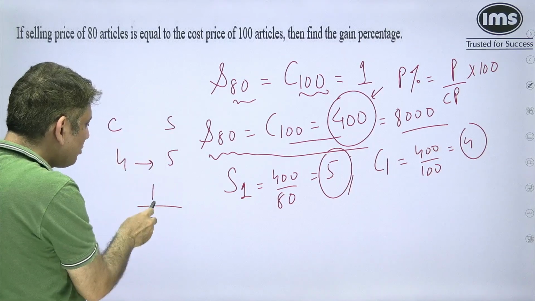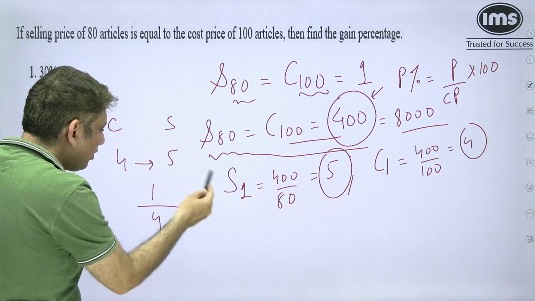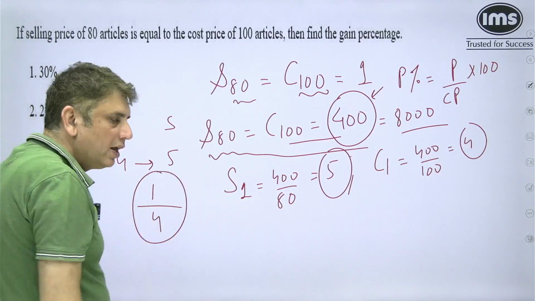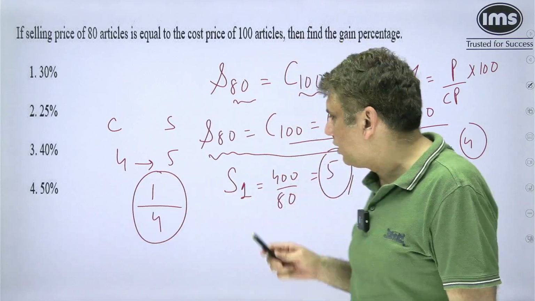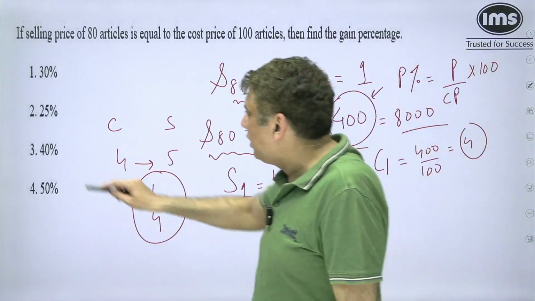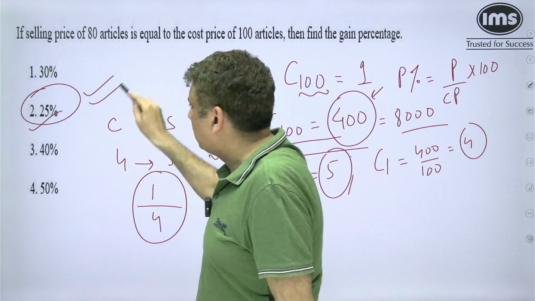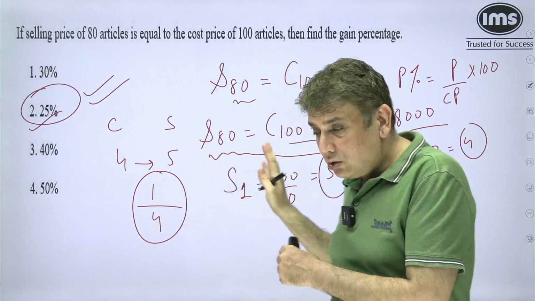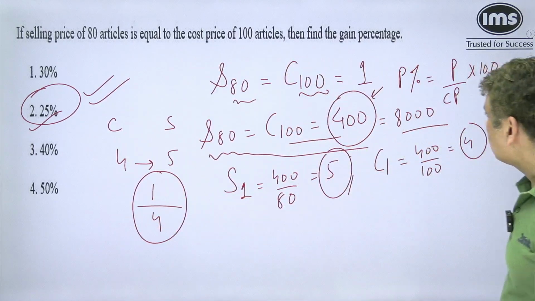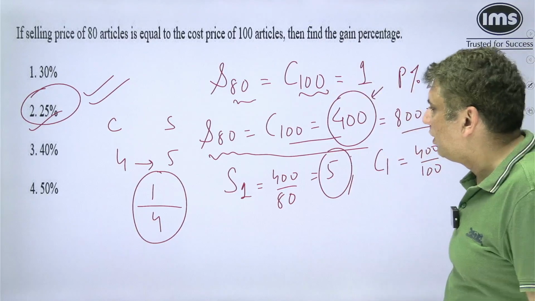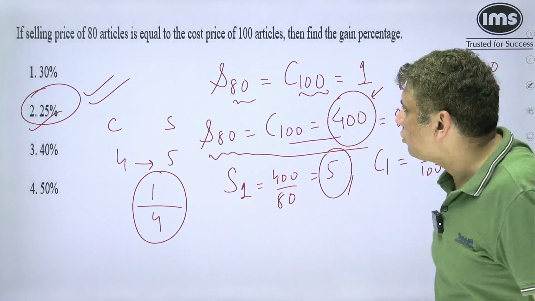Profit percentage or gain percentage will be on the cost price, 1 by 4. 1 by 4 into 100, or rather 1 by 4. And you should remember the fraction in terms of percentages. 1 by 4 is 25%. This would be the answer to this question. Clear? Solve this way. That will be very easy to solve also, instead of supposing as 1 or variable. Okay? Moving on to the next question.